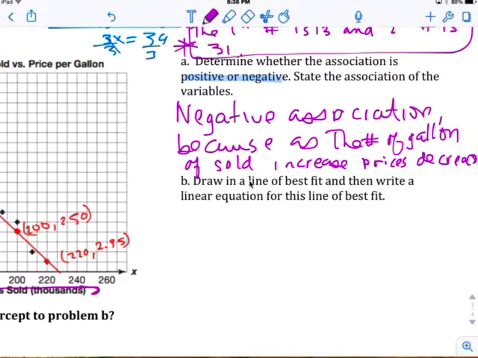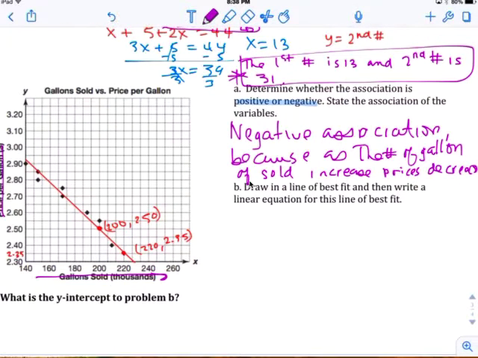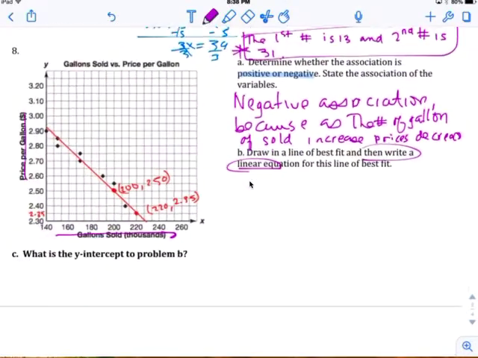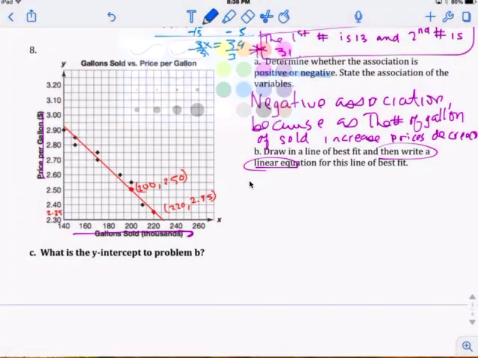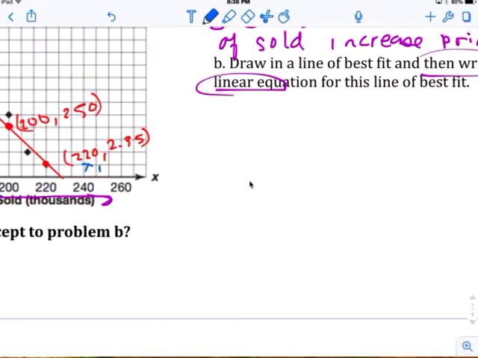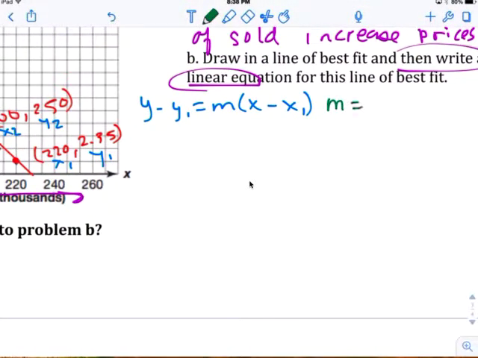Draw a line of best fit, which we did, and then write a linear equation of a line of best fit. Okay. I want it in slope-intercept form. So we pick the 2 points. That's x1, y1, x2, y2. Okay, y minus y1 equals m parentheses x minus x1. M here is equal to y2 minus y1 over x2 minus x1.